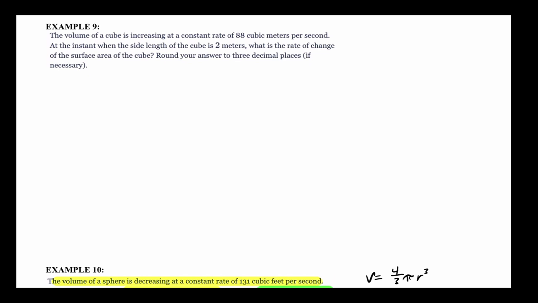So the volume of a cube is increasing at a constant rate of 88 cubic meters per second. At the instant when the side length of the cube is 2 meters, what is the rate of change of the surface area of the cube?